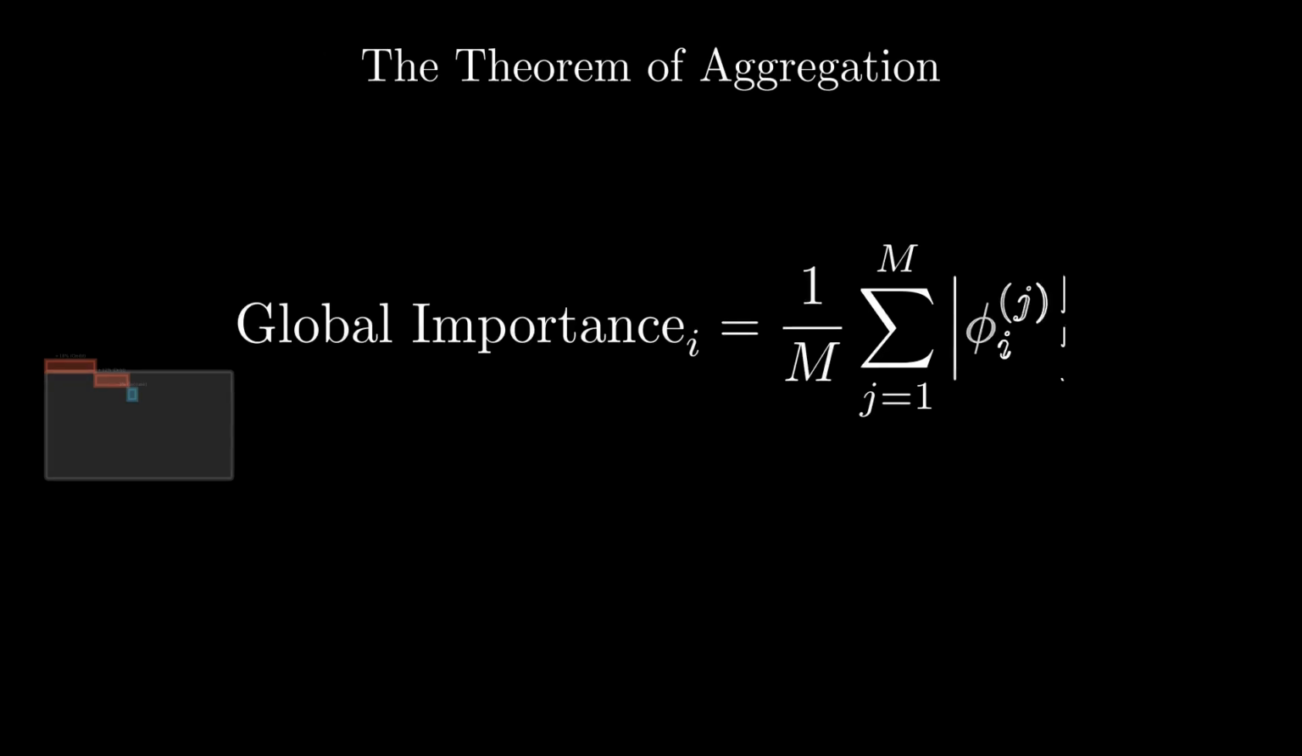Thus, our global feature spectrum is the mean absolute value of our local variations. From the background distribution expectation to micro-audits and global population overview maps, SHAP unifies machine learning interpretability.